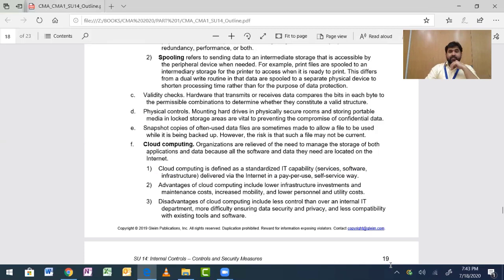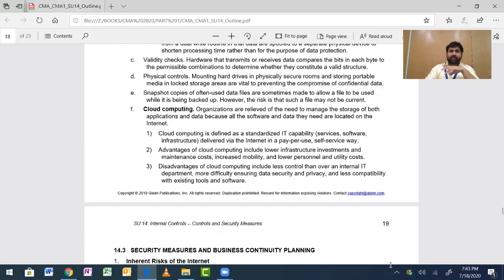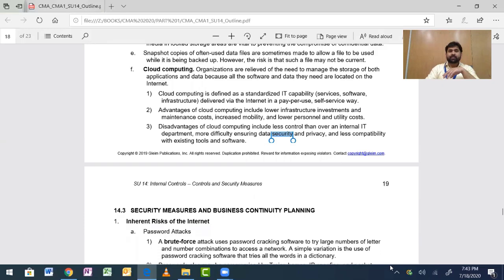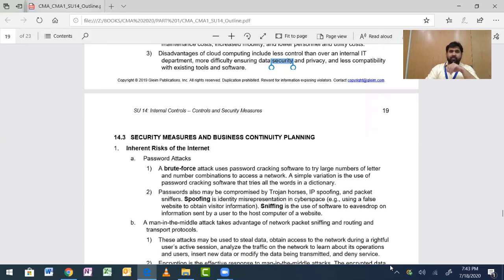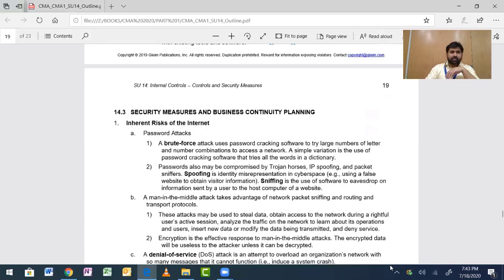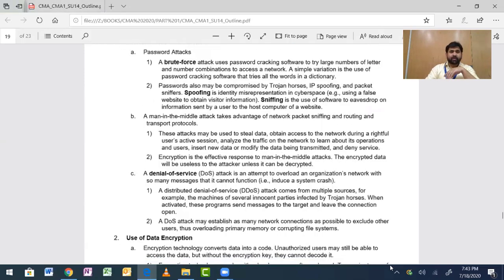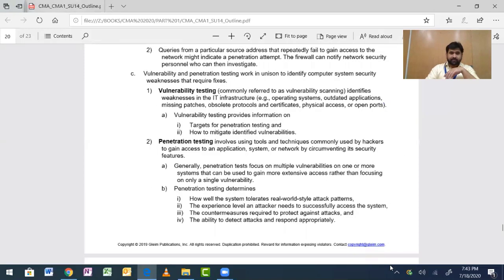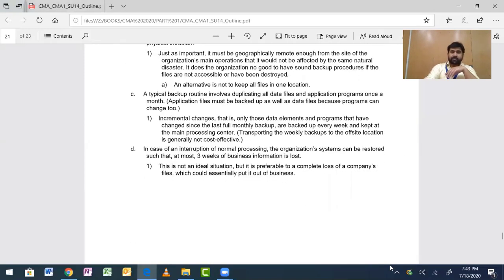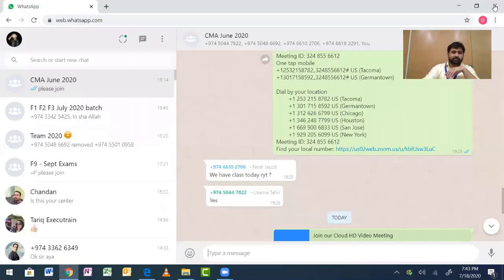Advantages of cloud computing include lower infrastructure investment and all that. Disadvantages of cloud computing include less control than over an internal IT department, more difficulty ensuring data security and privacy, and less compatibility with existing tools and software. Fine, this is business continuity planning. We already did this in the last class. So let's close this one.